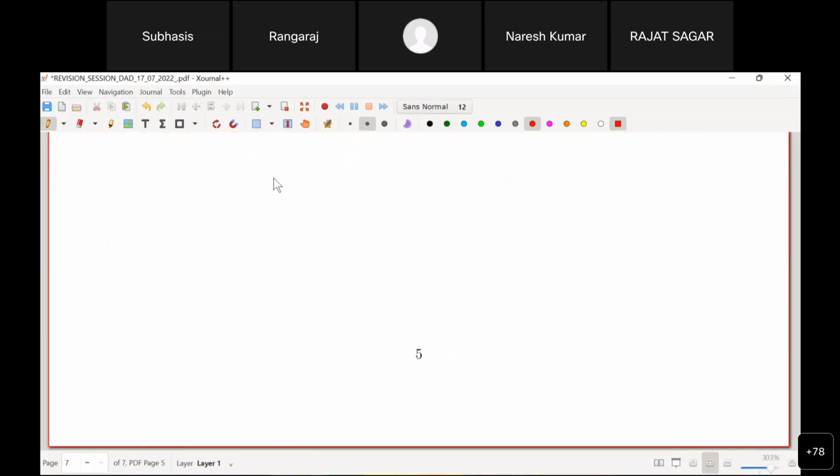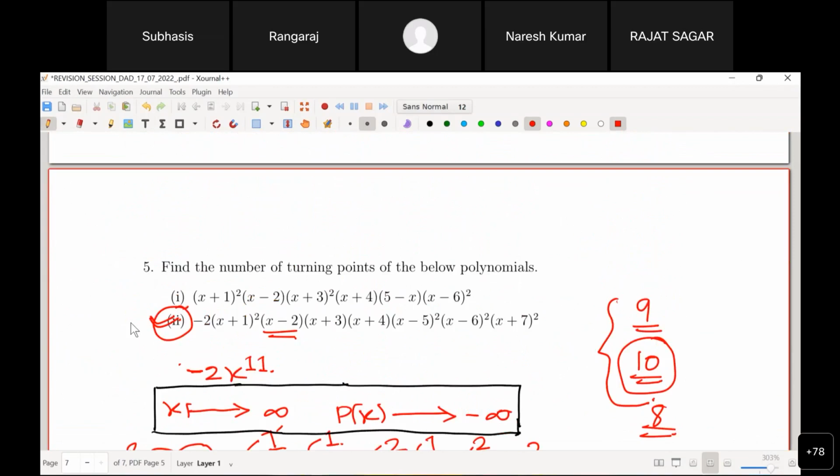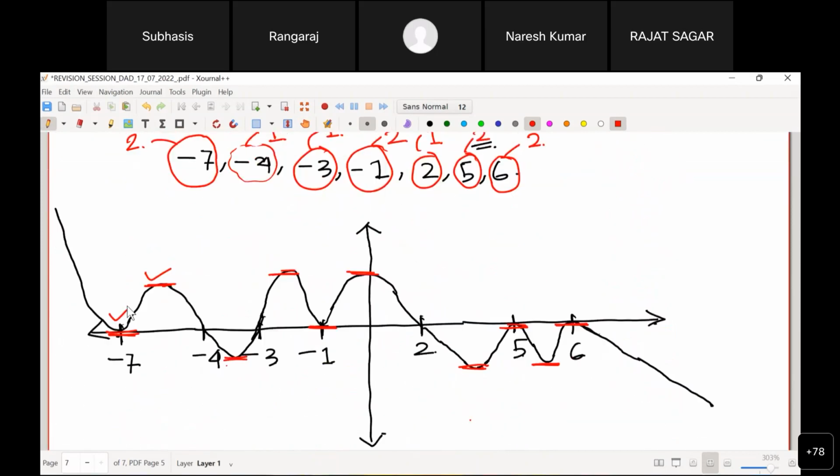Do we have any shortcut to do the last question? No, there is actually no shortcut for this last question. The only shortcut is if someone asks you to find the maximum number of turning points, then there is a shortcut. You compute the degree and subtract 1 from it, and from there you can get the maximum number of turning points. But if you want to find the exact number of turning points, then you have to draw the graph. Okay, thank you, sir.